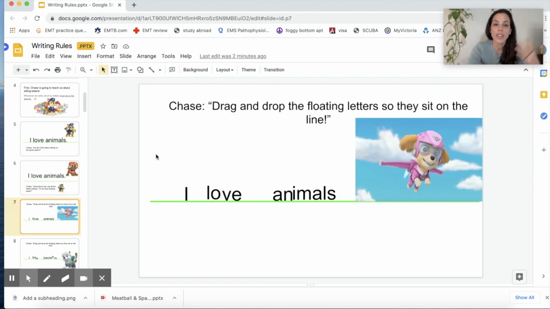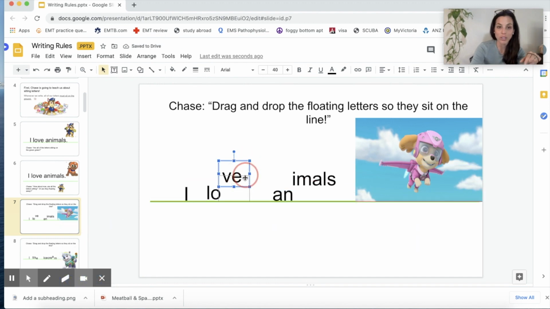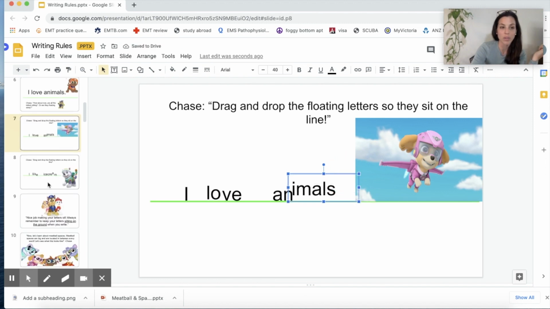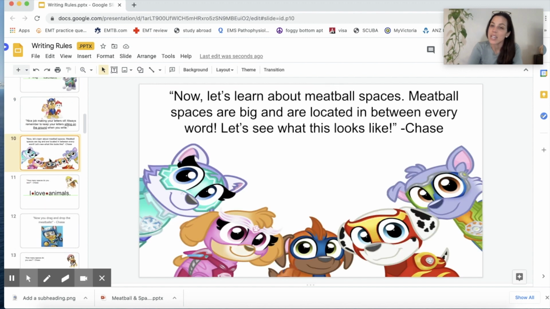So then the activity is dragging and dropping the floating letters so they sit on the line. So I actually just did this activity with the students, so my letters aren't floating, but they would be like up here, and you would just have your student work on their mouse control to click and drop. Again, click and drop. And they would do this with a number of different examples. Chase says, nice job. We've learned that our letters must sit. Now we're gonna learn about some of our meatball spacing.